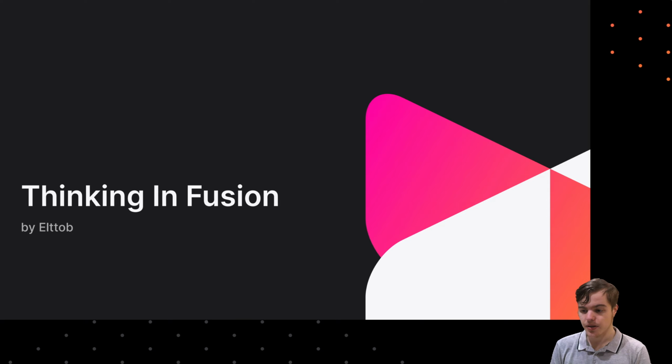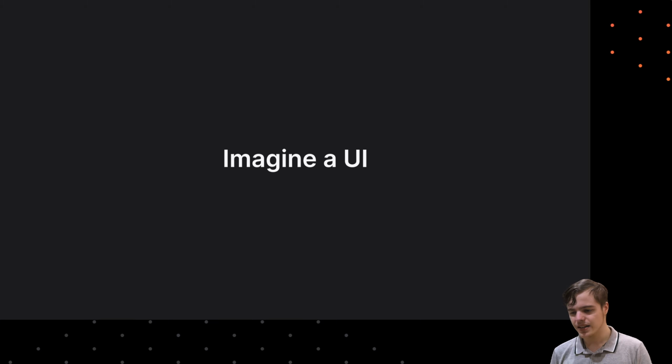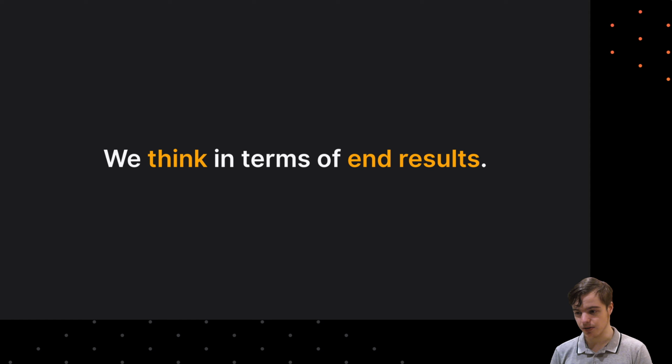So let's start with the thought experiment. I'd like you to just imagine a UI. Perhaps you can see some buttons, or maybe a menu's open of some kind, just any UI will do. Now when you thought of a UI, you probably saw that UI a bit like a snapshot, like a single point in time or a picture. That's because when we think of UI, we think in terms of end results. We see what the UI looks like at that instant.